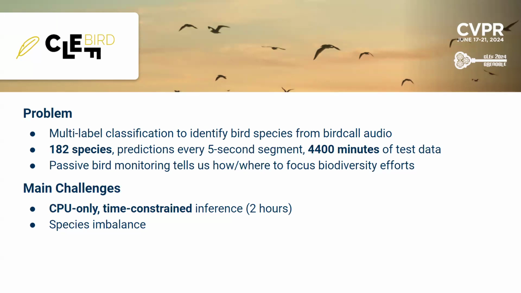So there were 182 species, and we had to predict every 5 seconds what birds were in that recording. And there were 4,400 minutes of test data. This was one of the biggest challenges because we had 2 hours of CPU-only inference, and 2 hours of inference on so many minutes of test data was a big challenge. There was also species imbalance. Sometimes there were species with like 5 samples in the training data set, which was really challenging.